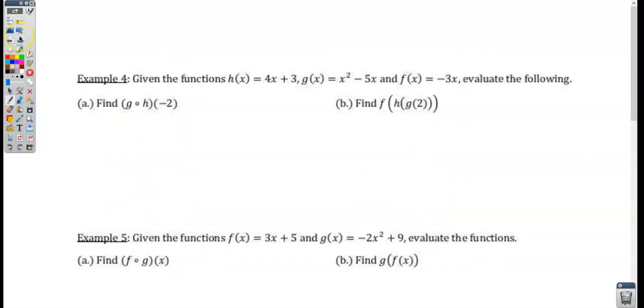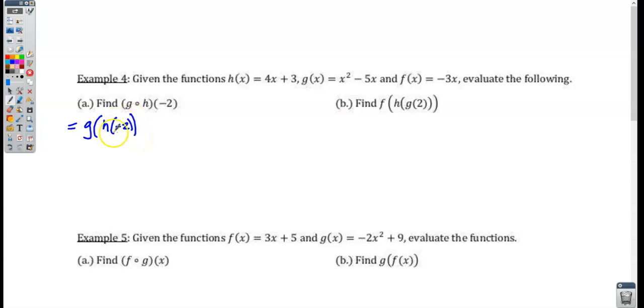So let's go ahead and jump right in with example 4. Given the functions h of x equals 4x plus 3, g of x equals x squared minus 5x, and f of x equals negative 3x, evaluate the following. First, we've got g of h of negative 2. So we're going to rewrite this as g of h of negative 2.